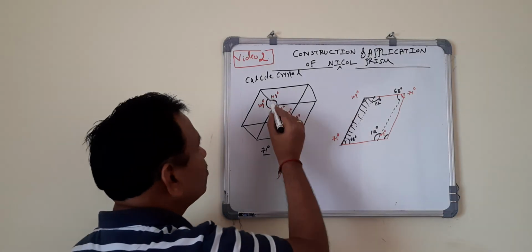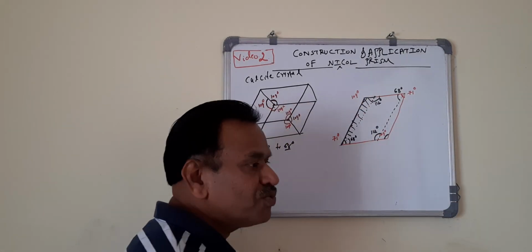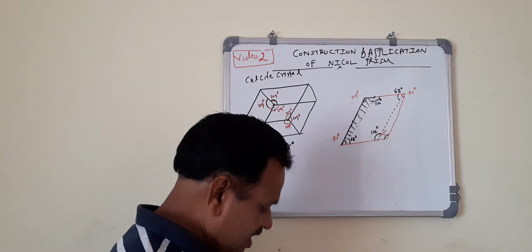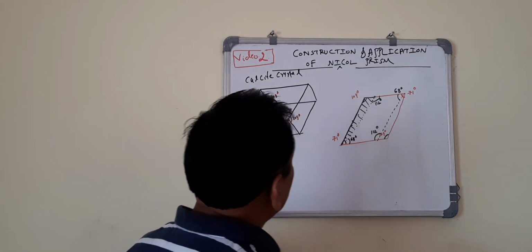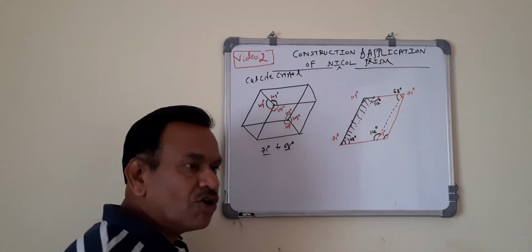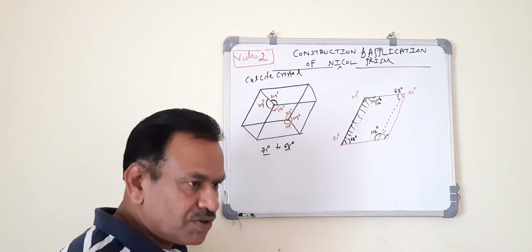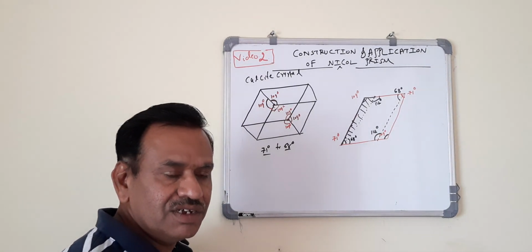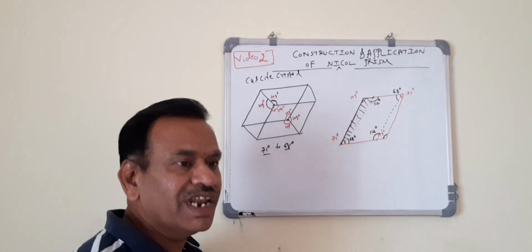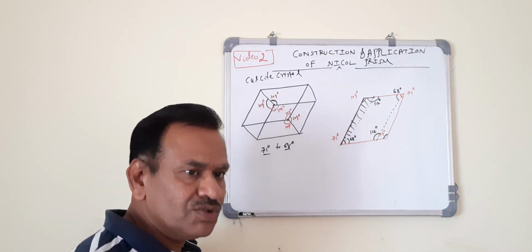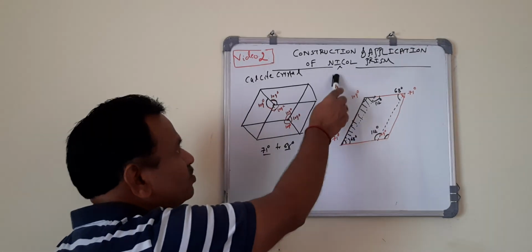Of course, it involves one blunt corner as well. Next, I will draw the... what is the purpose of the Nicol prism? Just to get the polarized light. To polarize, and also to analyze, again, he is using the Nicol prism.